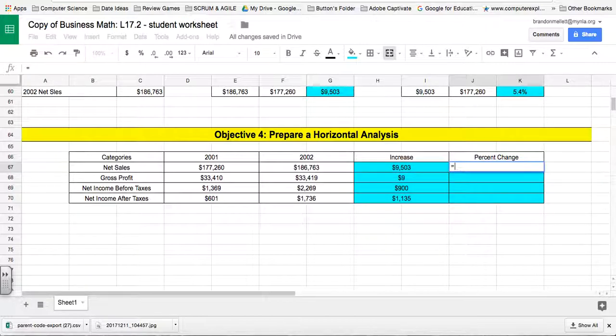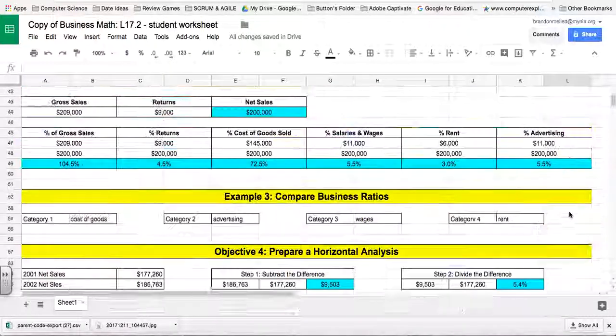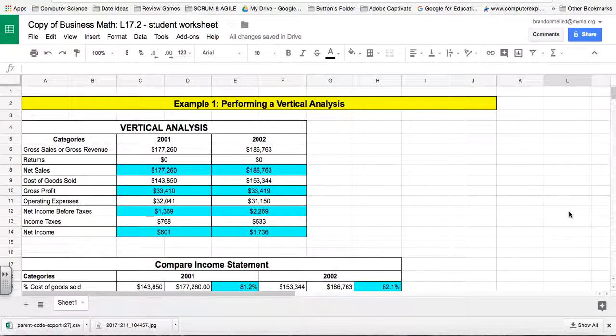Now to find the percent change, we're going to take the increase and divide it by the previous year's amount. So we're going to take increase divided by the net sales here for 2001. We'd see 5.4. And we're going to duplicate this formula all the way down. And as we can see, here's a comparison of increasing growth. And now we can see where we've really increased these different amounts. So in this lesson 17.2, we demonstrated what a vertical analysis looks like, a horizontal analysis, and how they work together, and how it works with an income statement.